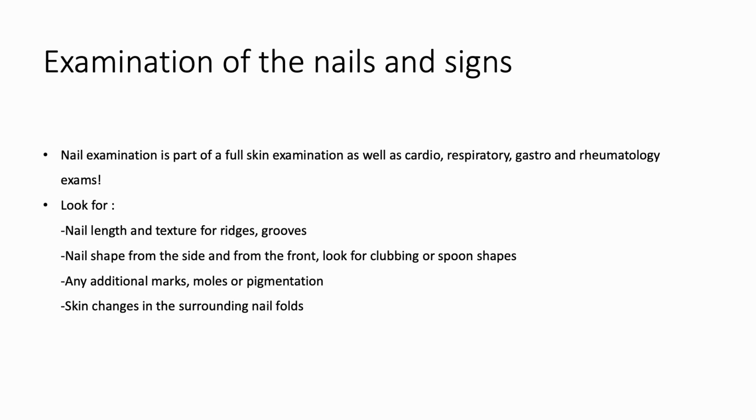Things to look out for when examining the nails are nail length and texture, any signs of slowed or increased growth, any grooves or ridges in the nail. You can look at the colour of the nail, whether it's white, yellow, darker than usual, and are there any changes to pigmentation. Examine from the side and ask the patient to place the fingers together to examine for clubbing or koilonychia, which is spoon-shaped nails. You must then examine the skin surrounding the nails for any diagnostic clues for the nail changes that may be present.